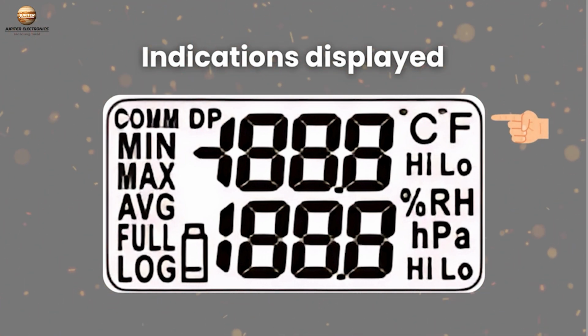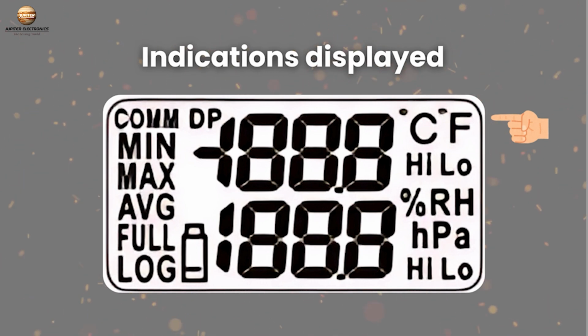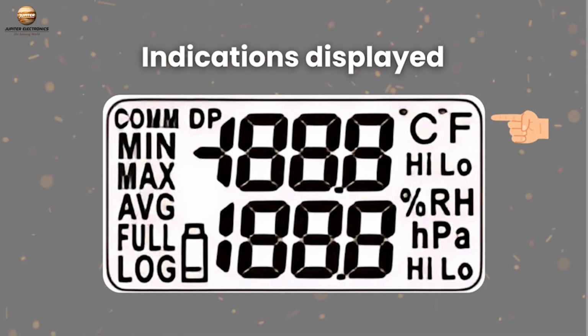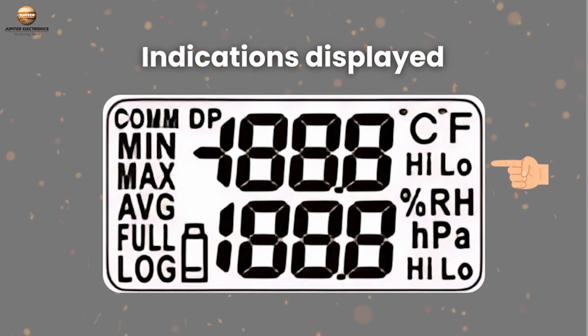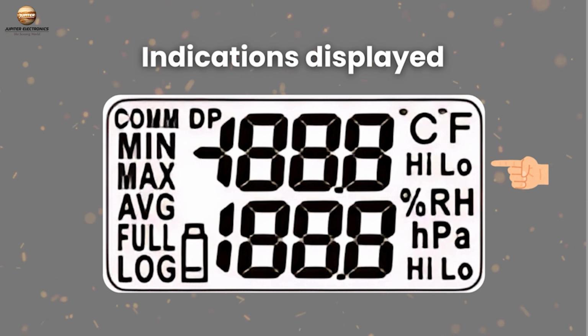In the top right corner, you will first see the temperature unit indicator, degrees Celsius and Fahrenheit, which shows the temperature in degrees Celsius or Fahrenheit. Below that, you will find the alarm status for high or low temperature.